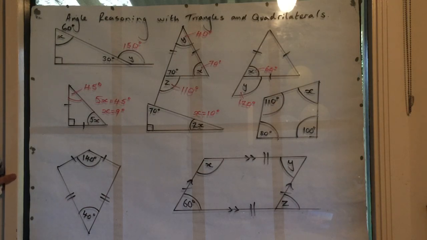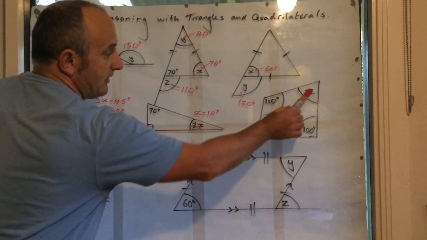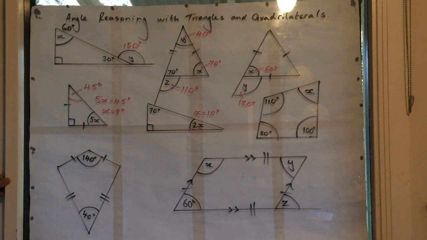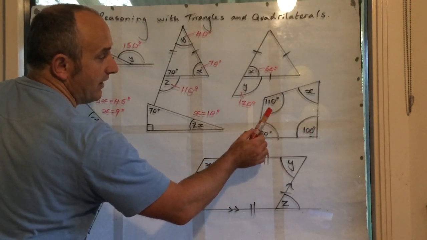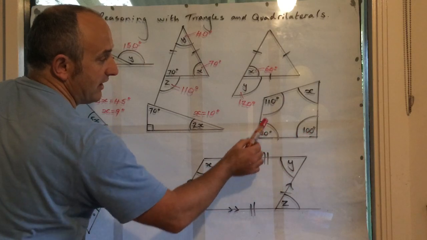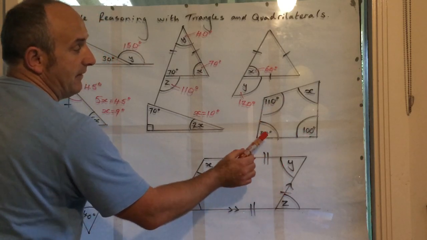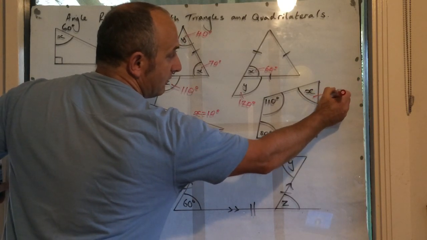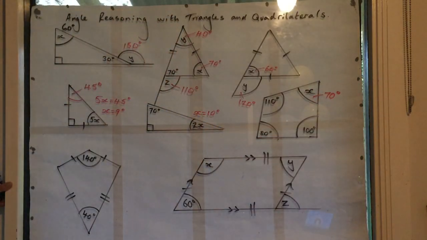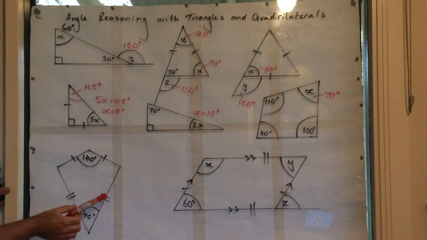So we know that there are 360 degrees in a quadrilateral. We've used up 180. So now 180 plus 110 means this angle here must be 70 degrees.